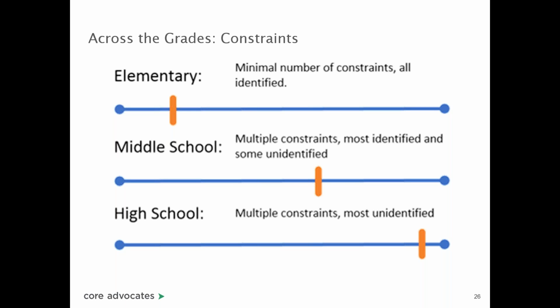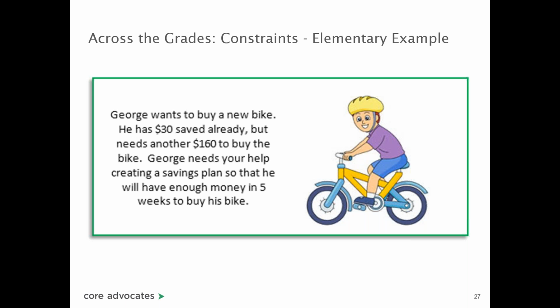So if we think about this and we go back to an example from elementary school, it is this one right here. So go ahead and take a look at this problem about George and his new bike and think about what are the constraints that you see in this problem. And you can go ahead and type some of those thoughts into the question box.